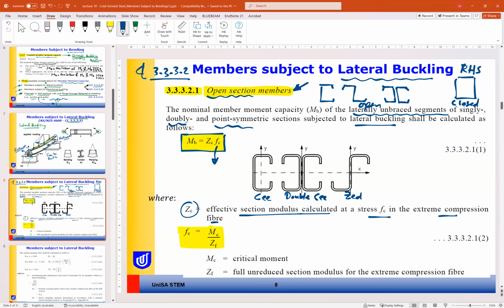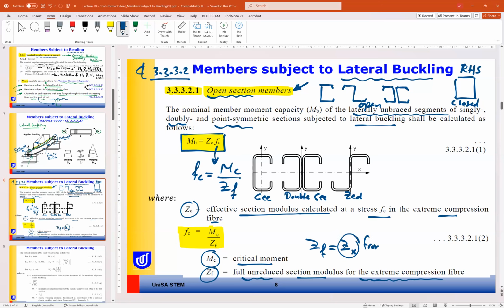So we have FC equal to MC, the critical moment, divided by ZF. Where MC is the critical moment, we will see how to find it now. And ZF is the full unreduced section modulus for the extreme compression fiber. So ZF is equal to Zx, or the full section modulus, from the capacity table. So no reduction in Z in this case.